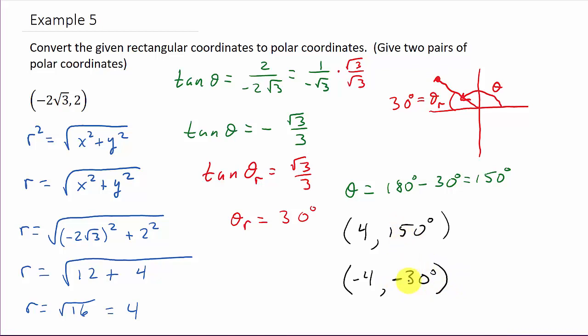Which one do you use? Well, if they tell you to give two pairs, you can give these. And there's other options also. Typically, I like to just do this one where r is positive and my angle's positive between 0 and 360.